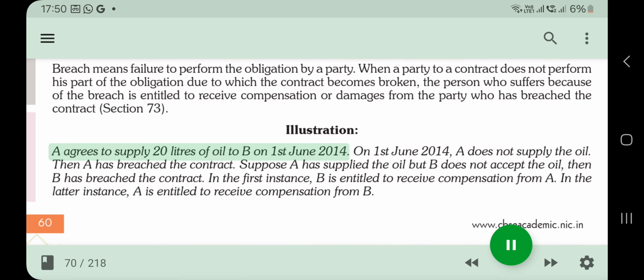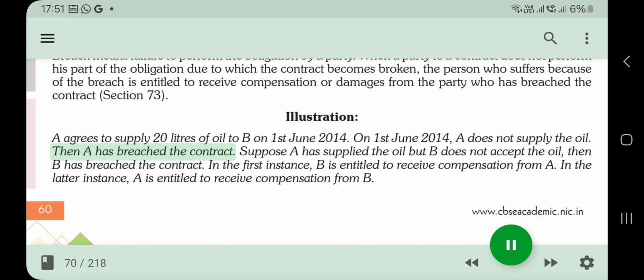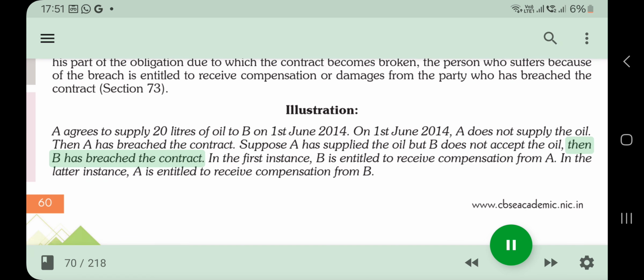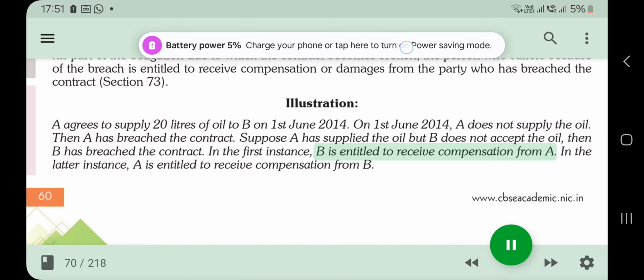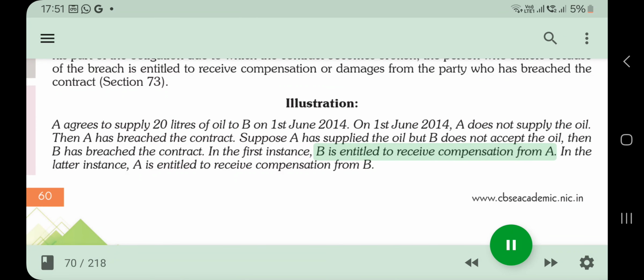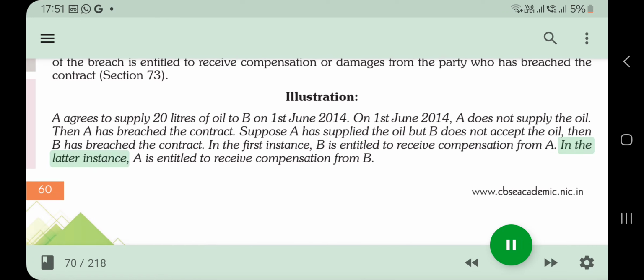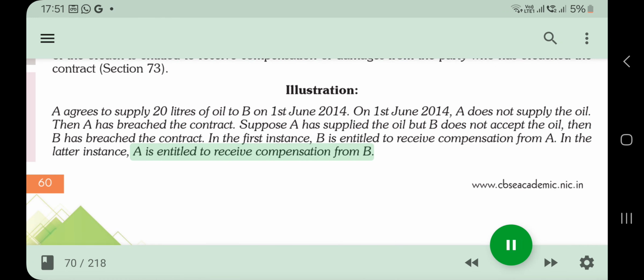Illustration. A agrees to supply 20 liters of oil to B on the 1st of June 2014. On the 1st of June 2014, A does not supply the oil. Then A has breached the contract. Suppose A has supplied the oil but B does not accept the oil, then B has breached the contract. In the first instance, B is entitled to receive compensation from A. In the latter instance, A is entitled to receive compensation from B.